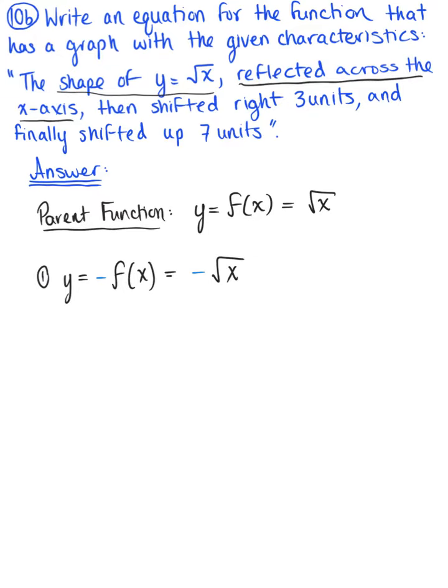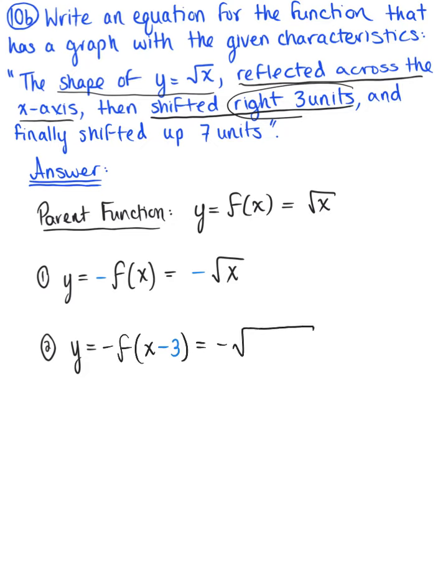The next transformation needed is a shift right of 3 units. So here we go, thinking about our definitions. We have y is equal to minus f of x, and because this is shifting right 3 units, we have minus 3. So plugging this in, this will be minus the square root of x minus 3.